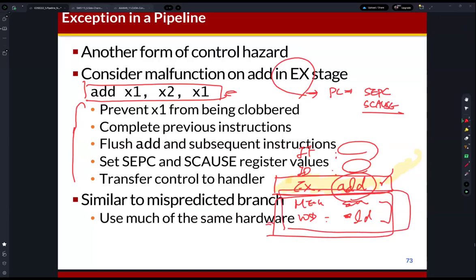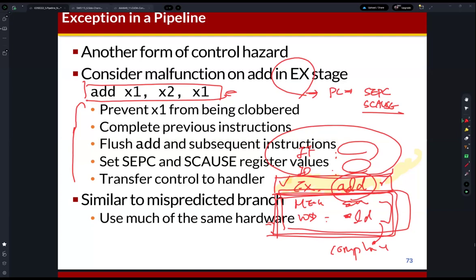Actually, these instructions have no problem, right? So the CPU needs to complete the execution of previous instructions. So the instructions in the memory stage and write back stage need to be completed. How about the next instruction? The following instructions in ID and instruction fetch.